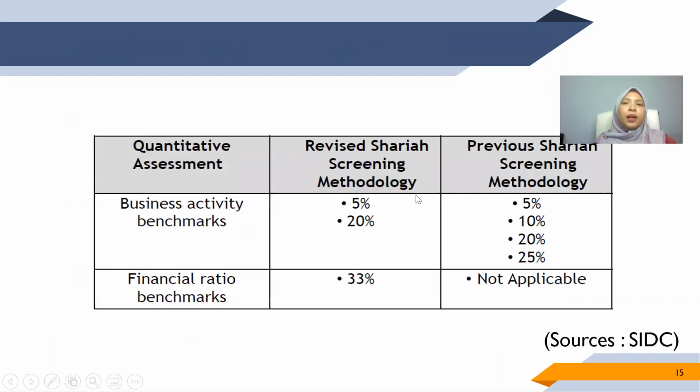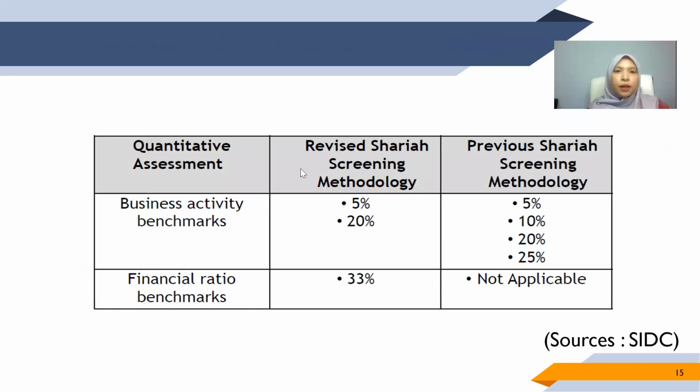As you can see here, these are the differences between the revised and the previous Shariah screening methodology. Before 2013, we had four percentages to be compared: 5, 10, 20, and 25. After 2013, the revised Shariah screening methodology consists of 5% and 20%. As for the financial ratio benchmark, it was not applicable for the previous one, and for the revised one, we have 33% to be implemented.